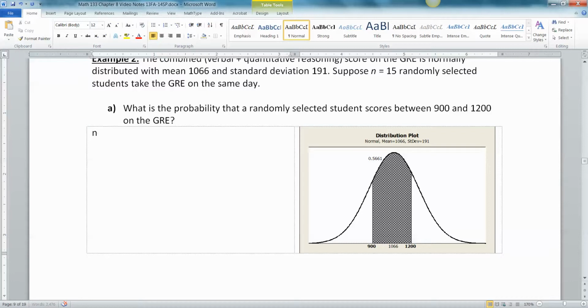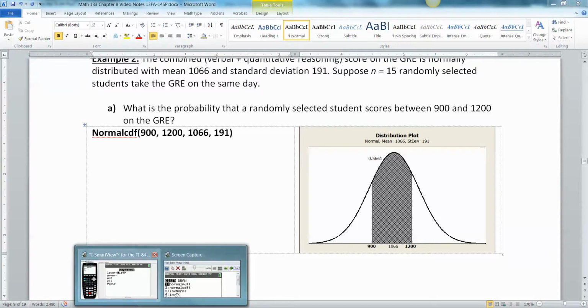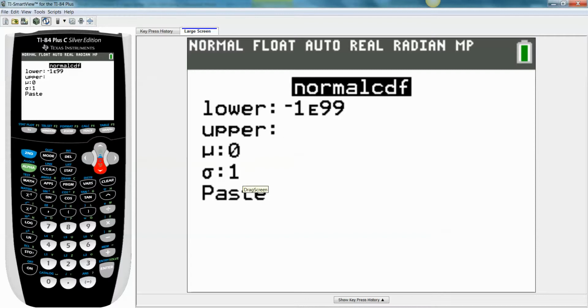Okay, so we're going to type normal CDF. We're going from 900, comma, to 1200, comma, 1066, comma, 191. Now when we do that with the calculator, let me go back to it. So 900, enter. 1200, enter. 1066. Oh, I pressed too many sixes. There we go. 191. Go down to paste and press enter.